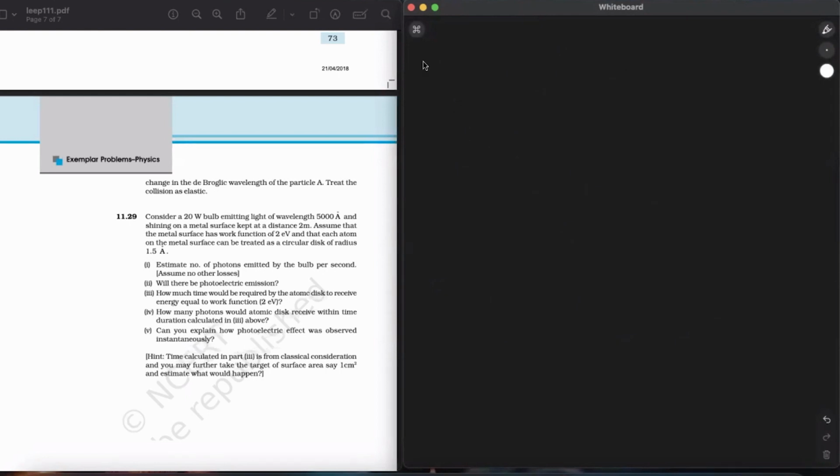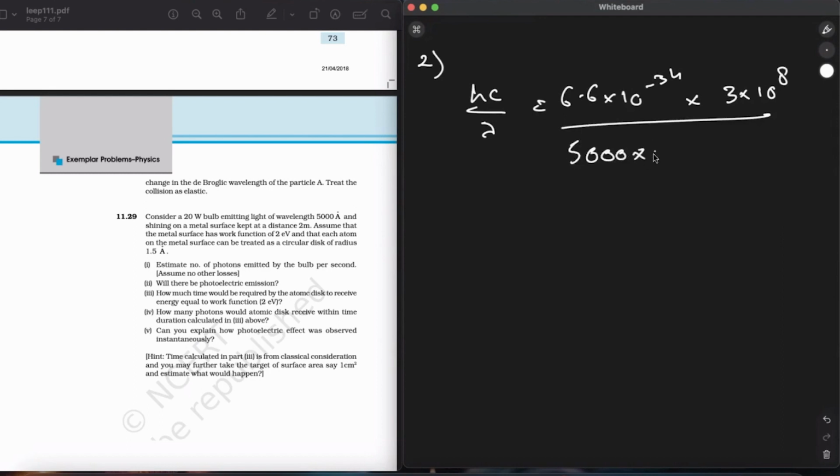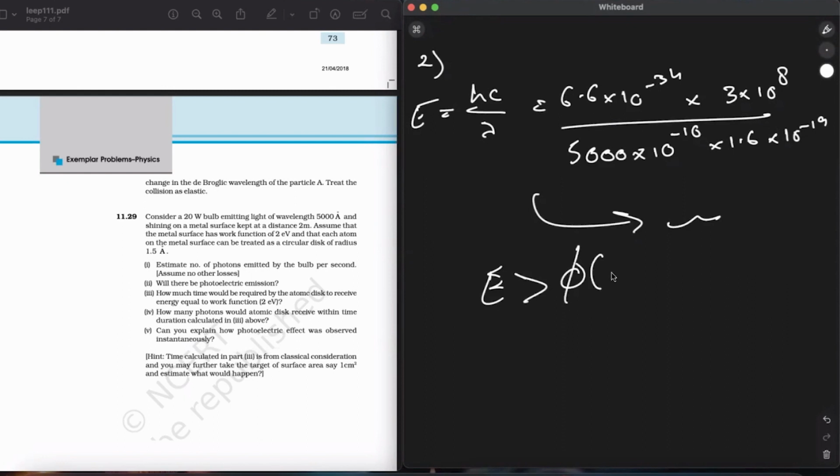Case number 2. Will there be a photoelectric emission? We have to check for hc by lambda equal to 6.6 into 10 to the power of minus 34 into 3 into 10 to the power of 8, all divided by 5,000 angstrom into 1.6 into 10 to the power of minus 19. Whatever energy comes out of this, the work function has been given as 2 electron volts. If this energy is greater than the work function, that is 2 electron volt, then photoelectric emission will happen. Otherwise, no.